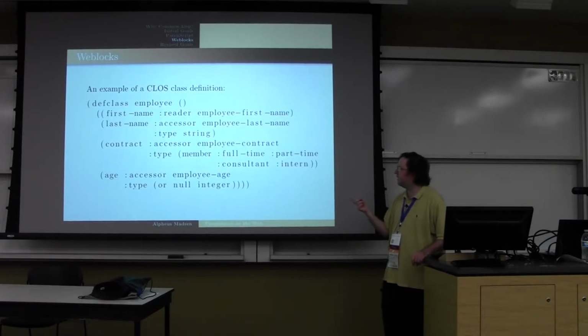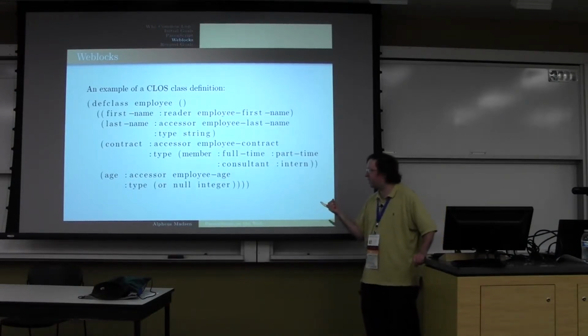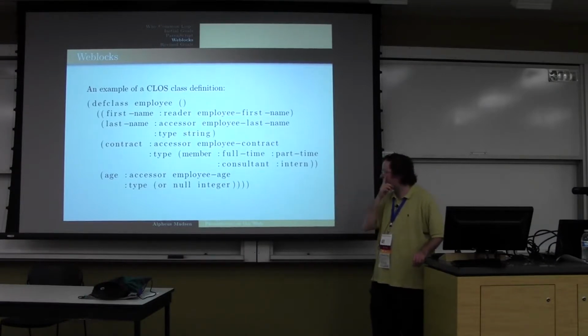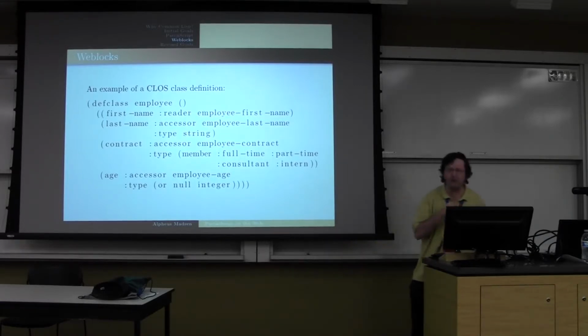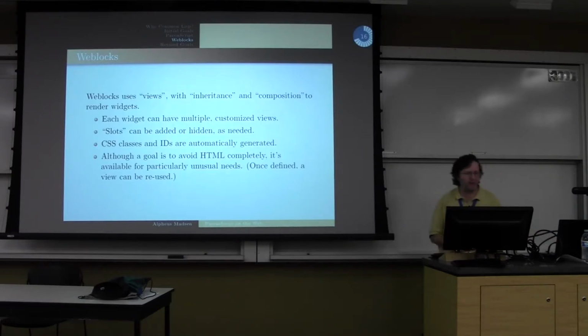And contract has 4 different types. An age in this case can only be type null or integer, and that potentially gives us everything we need to write out a widget. But the problem is that this is a little too rigid. It's basically the data, and that's it. Sometimes you want to be able to add to it, and sometimes you want to be able to take away from it.